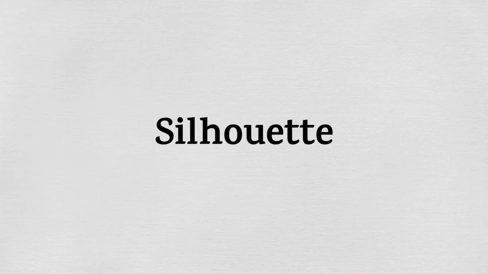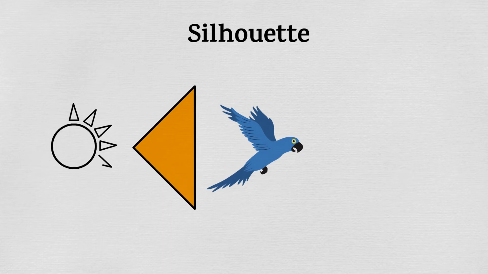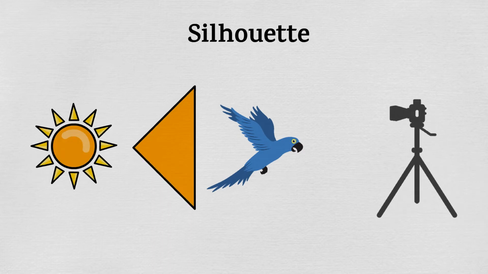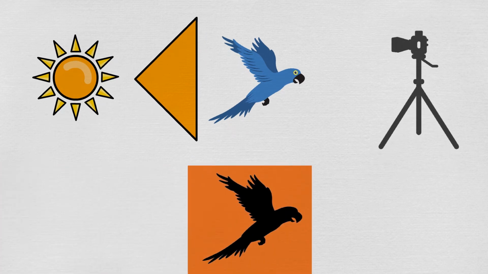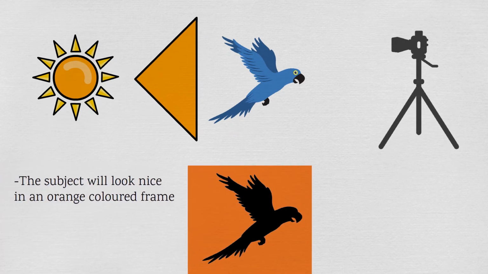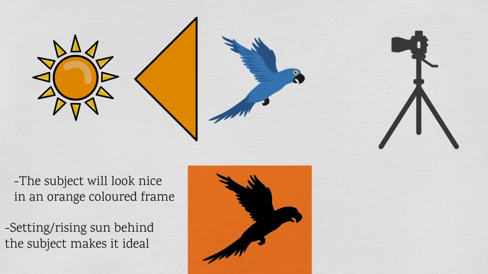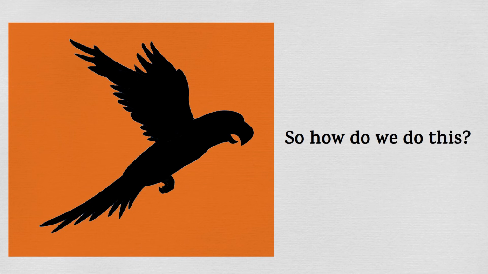Let's look at the silhouette technique. Here the subject is between the camera and the sun. This will render the subject completely dark, and this subject will look nice in an orange colored frame. A setting sun or a rising sun behind the subject makes it ideal. So how do we do this?